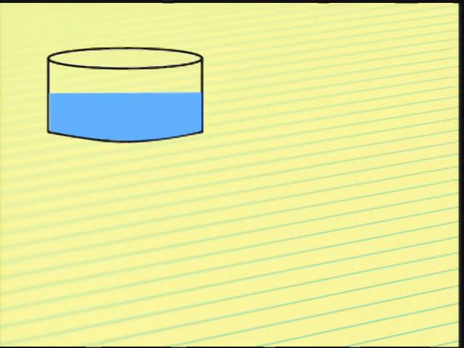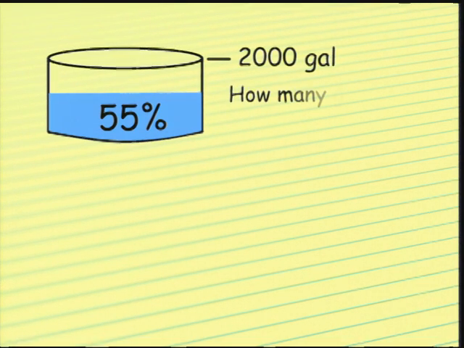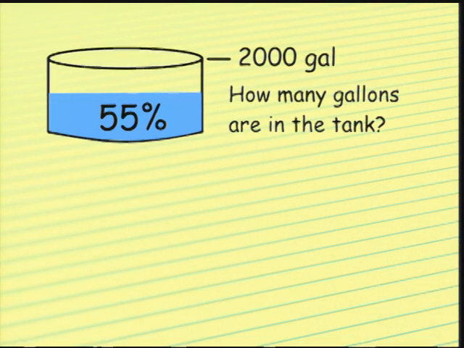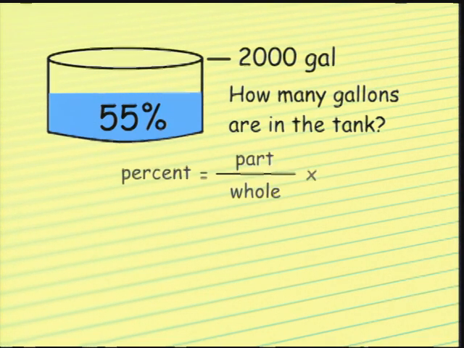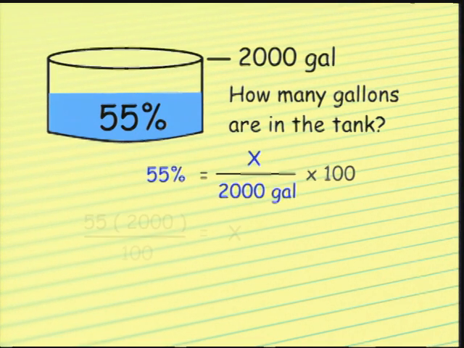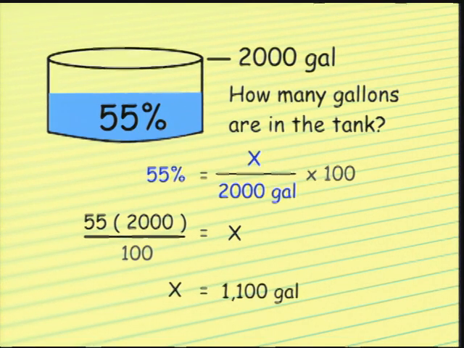A tank is filled with water to 55% of its capacity. If the capacity of the tank is 2,000 gallons, how many gallons of water are in the tank? First, write down the equation for percent and designate the unknown value, which in this case is the part or numerator. You can then solve the equation and determine that the answer is 1,100 gallons.